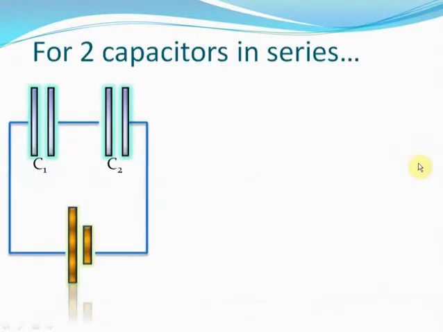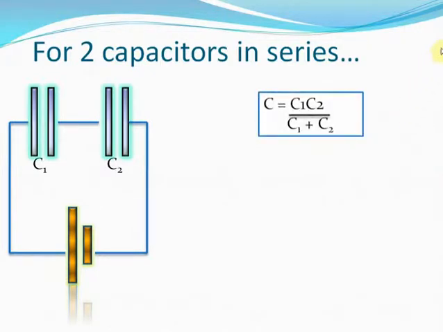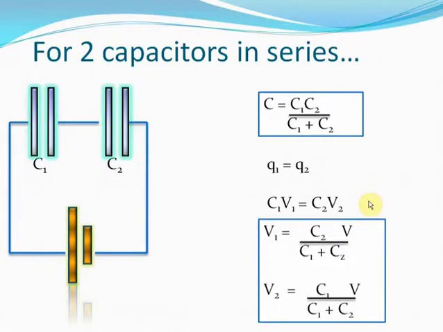What happens when there are 2 capacitors in series? Well, the situation is obviously much simpler. In this case, you can equate the charge present on the 2 capacitors, Q1 equal to Q2. And when we do that, we get C1 V1 is C2 V2, because the charge stored on any capacitor is CV.